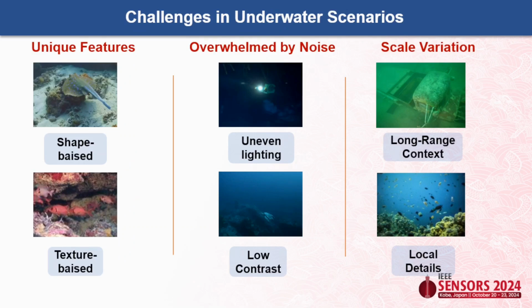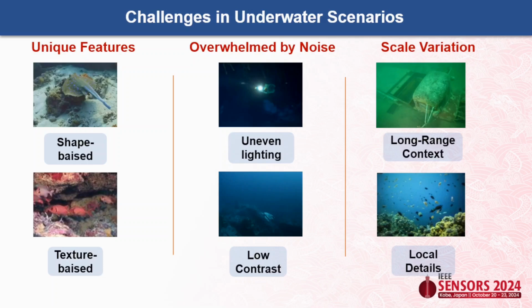Underwater object detection presents several unique challenges that significantly impact model performance. First, underwater objects have complex features that are either shape biased, requiring attention to global structure, or texture biased, where fine-grained local details are crucial. Underwater images are often degraded due to refraction, scattering, and uneven lighting, which lead to low contrast and blurred edges. And underwater objects exhibit variations in sizes and scales.